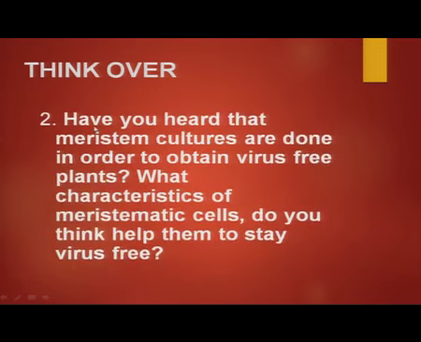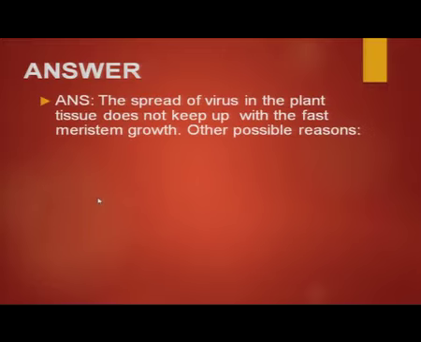The next question was, have you ever heard that meristem cultures are done in order to obtain virus free plants? What characteristics of meristematic cells do you think help them to stay virus free? Well, it has been found that the spread of virus in the plant tissues does not keep up with the fast meristematic growth. You know, the viruses need a route to spread in the plants. Either they spread through the phloem, or for cell to cell movement they use the plasmodesmata. Now, if they are moving through plasmodesmata in the meristems, they won't be able to cope up.